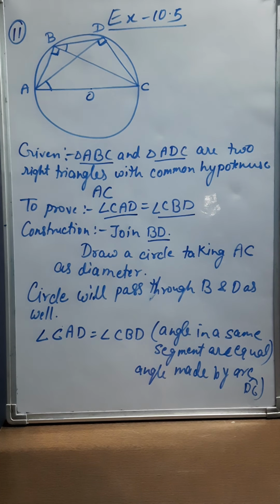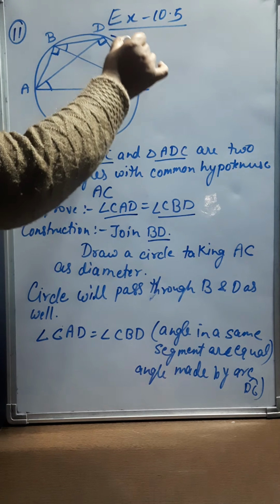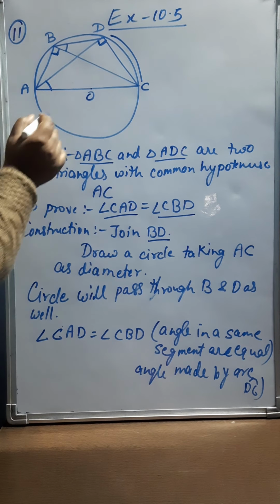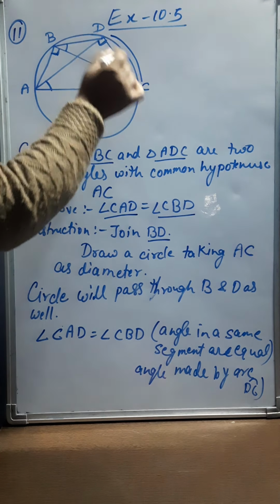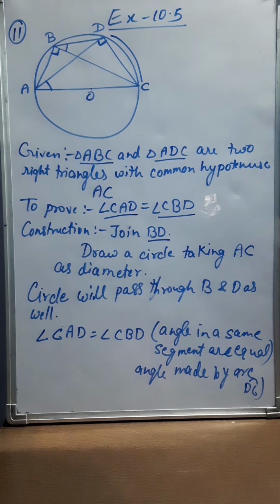So ABCD will be a cyclic quadrilateral, and we can see that this DC is an arc of a circle. This arc makes angle CAD and the same arc is making angle CBD, and we know that angles in the same segment are equal, so angle CAD will be equal to angle CBD, hence proved.